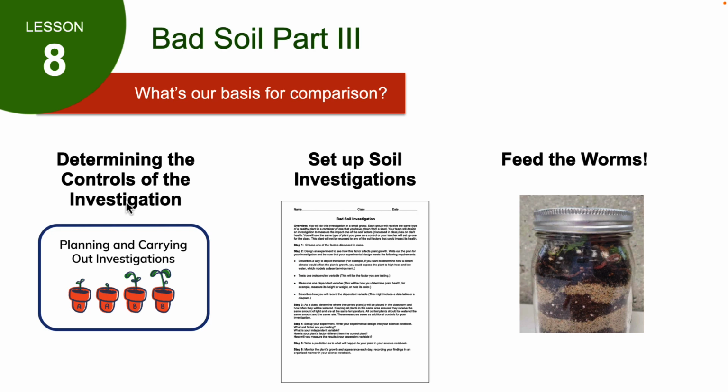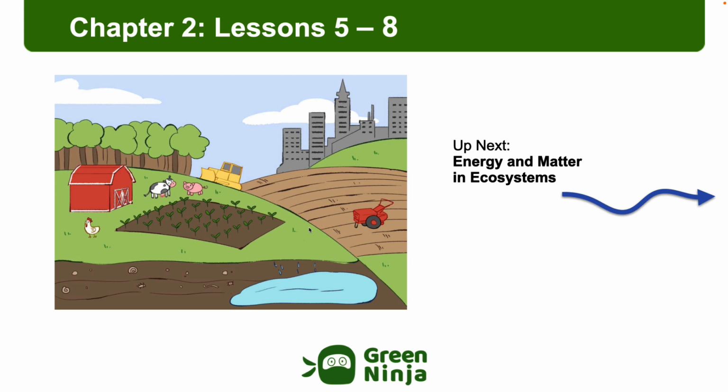We spend time determining the controls for the investigation. Students review the bad soil investigation handout steps to make sure that they've designed a robust experiment. With the chief scientist's approval, that's you, the teacher, they go ahead and set up their experiments. And finally, students end the class checking on and caring for and tracking data for their worms. Next up, while we're waiting for changes in the soil to cause changes in our plants, we'll see how soil forms the foundation for our entire ecosystem.